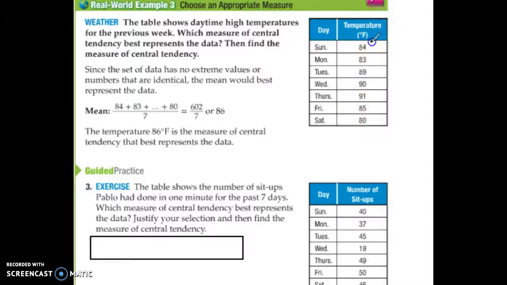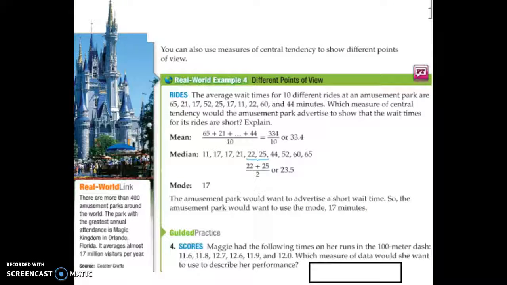And the mean, we just add them all up and divide by how many there are. So if I add all these up, I get 602. There are 7 days in a week, so 602 divided by 7 is 86. My mean is 86. The central tendency is 86 for that one. Alright, last one, this is a good one.